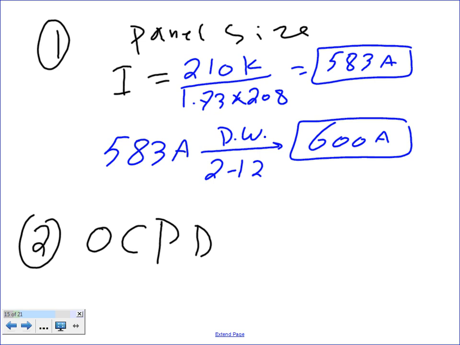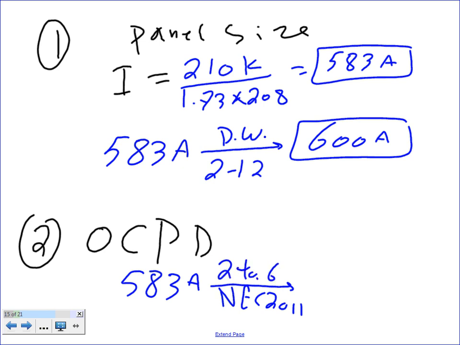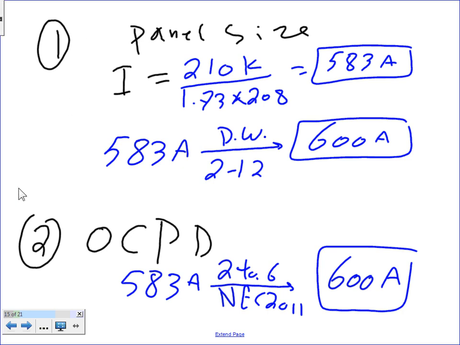Let's go to the overcurrent device, Chris. We'll do the same thing. 583 amps. Take it to NEC 2011 under 240.6, non-adjustable circuit breakers. That gives me 600 amp, just molded case, non-adjustable circuit breakers. Piece of cake, right? That's not a big deal. A lot of you are making me hungry now with that smell. Any question, guys, about 1 and 2? Piece of cake, we've done it many times.